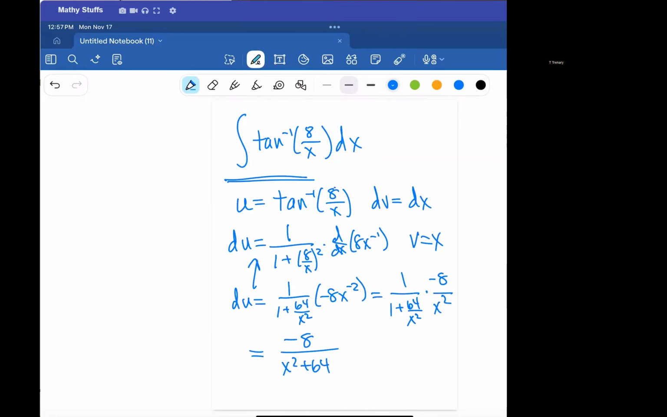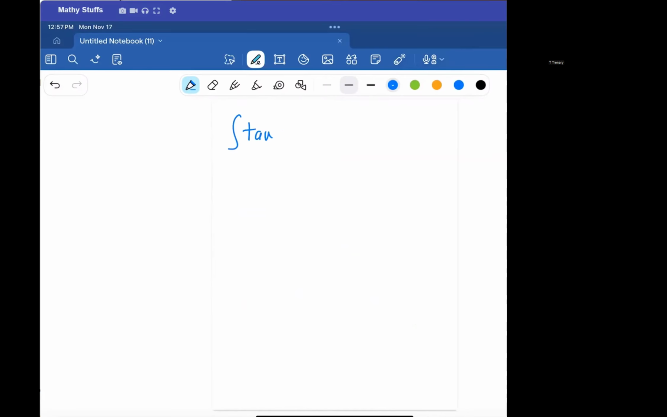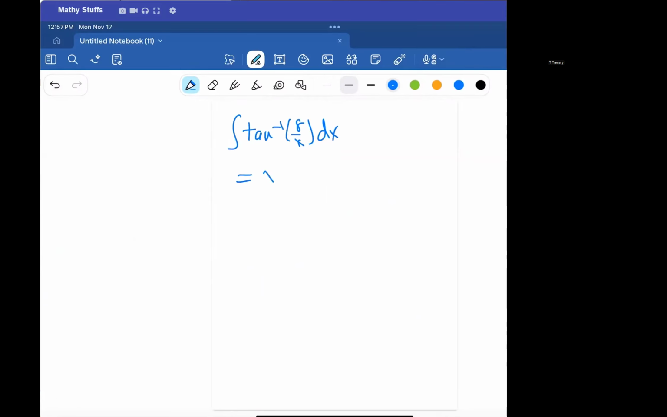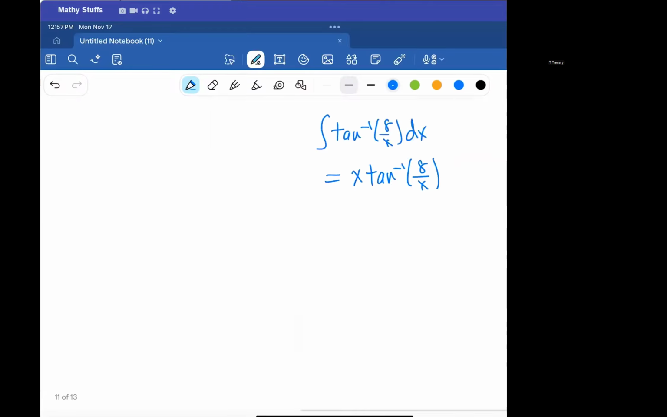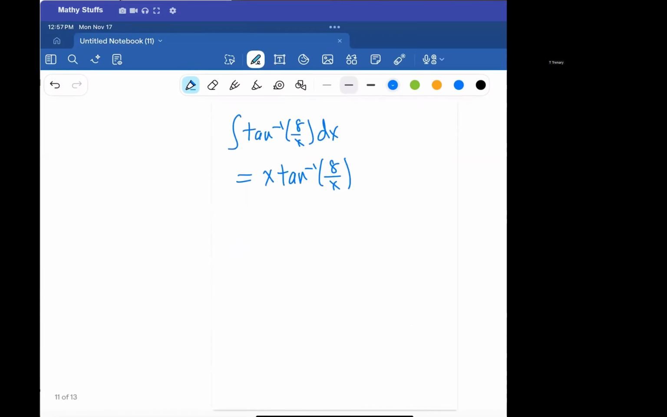And when I put those together, we're going to get integral arctan 8 over x dx equals u times v. So that is x arctan 8 over x minus integral v du. So that's an x for the v, and then du is this beast right here. And since it's minus and there's a negative 8, it becomes plus 8 integral. And then we had the v du.